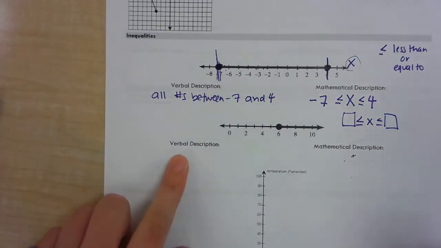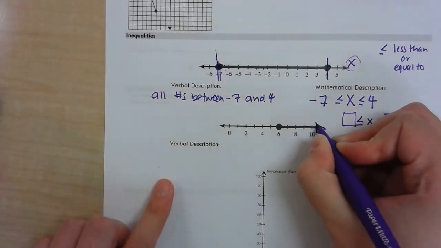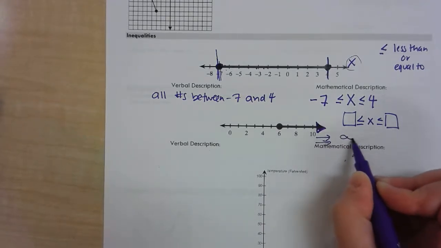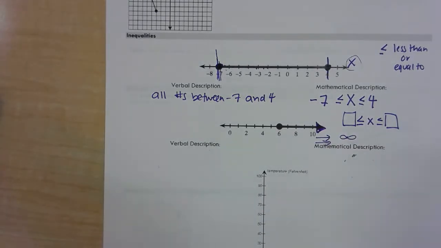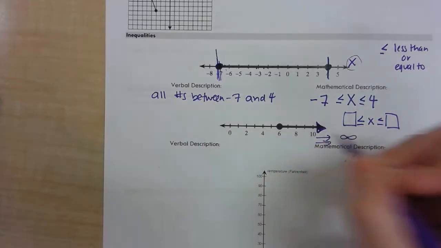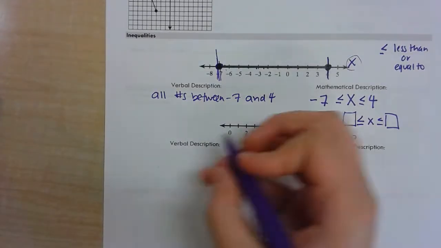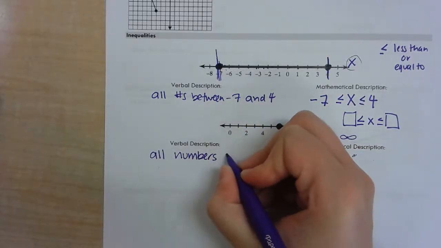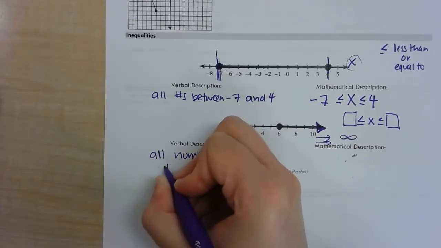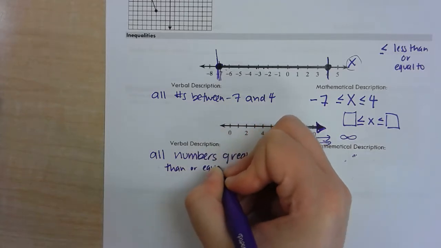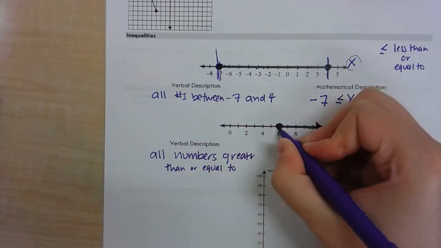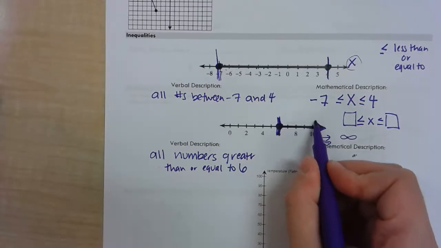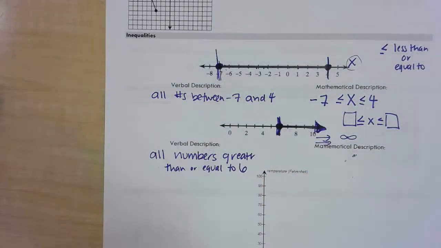Let's try another one. On this one, I'm noticing something a little bit funky with this arrow. Arrows mean that it keeps going and going and going forever, right? All the way to infinity. So in words, I would say that this means all numbers, and I see it's going to the right, which means bigger. I'm going to say all numbers greater than or equal to. What's this number right here where my number starts? It's 6. So this graph is showing me all possible numbers that are greater than or equal to 6.